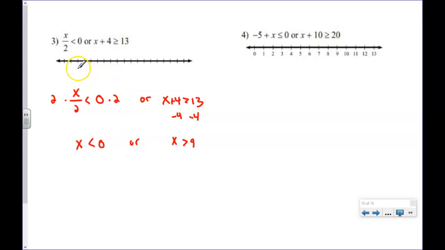Okay, so if I have 0, 1, 2, 3, 4, 5, 6, 7, 8, 9. Okay, so we know that x is smaller than 0. And then we know that x is greater than or equal to 9. Okay? So ORs are just going in the opposite direction. We're just solving them like kind of like two different inequalities.